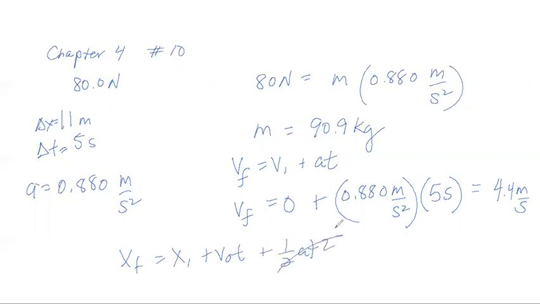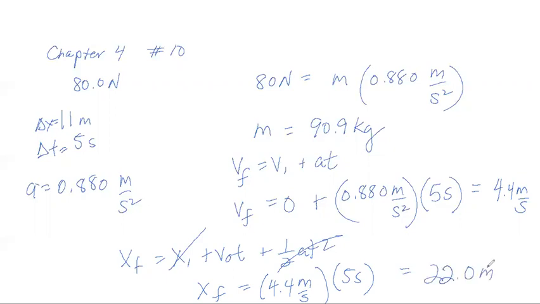And x final equals x initial plus v naught t plus 1/2 a t squared. This term goes to 0 because there's nothing going on after that, and I'm going to give this term 0. So x final equals 4.4 meters per second times the next 5 seconds. And that's going to be 22.0 meters. All right, that was number 10.